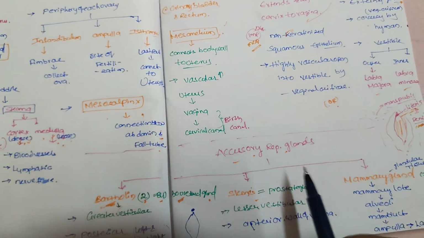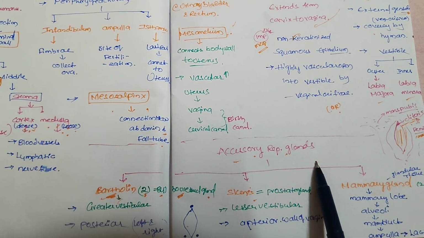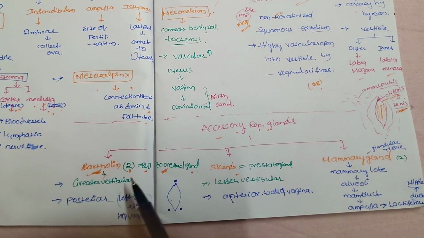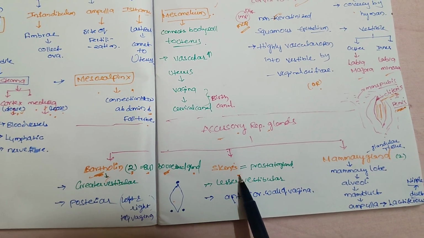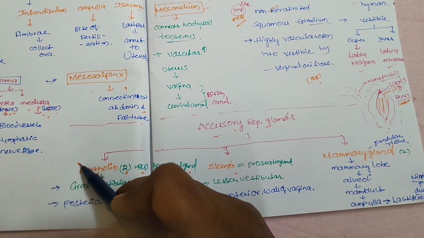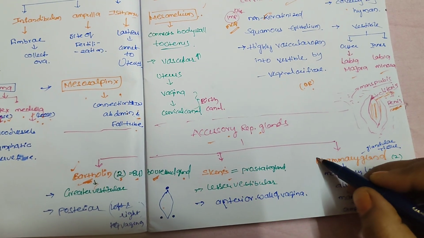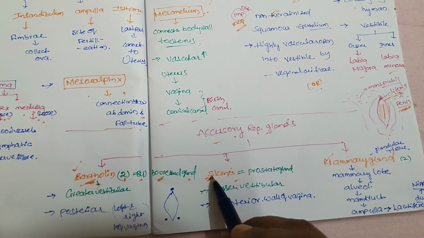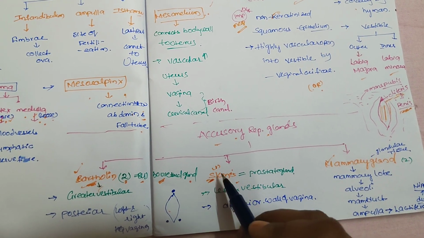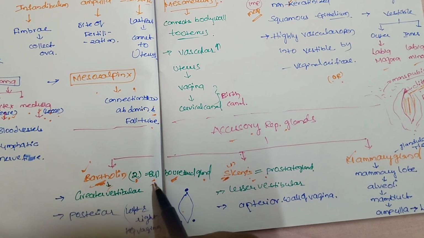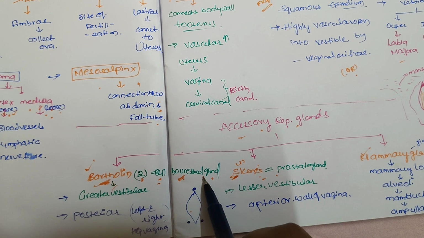Then we move to the accessory reproductive glands. Accessory means support to the reproductive system. We have 3 glands: Bartholin glands, Skene's gland, and mammary gland. Here only Bartholin and mammary glands are paired. Skene's gland is single, only one. S for single, Skene's gland single. Bartholin is homologous to the bulbourethral gland of the male.